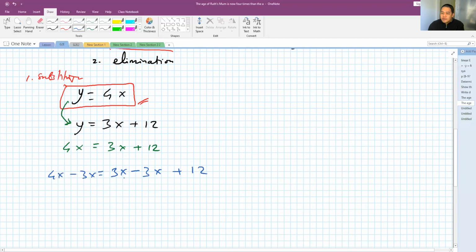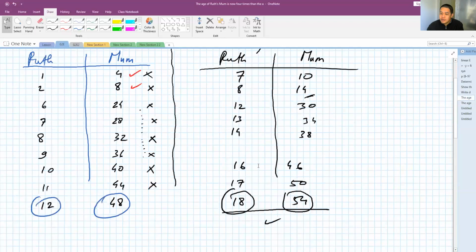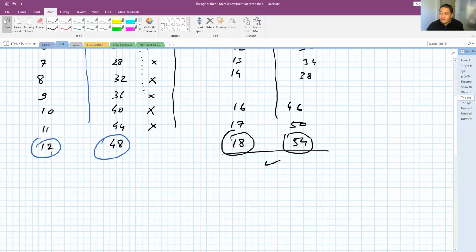So with 3x minus 3x, that will give you 0, basically they are gone. And then you just have 12 here. And then 4x minus 3x gives us x. So the answer for the value of x is equal to 12, right? That's actually the same thing as what we got before. Remember, the answer was 12.